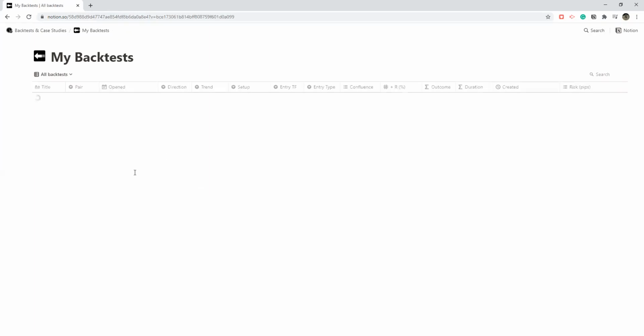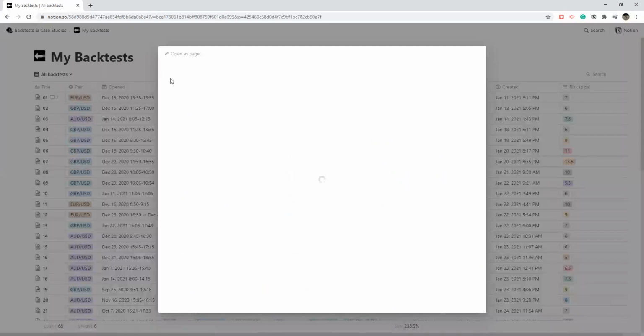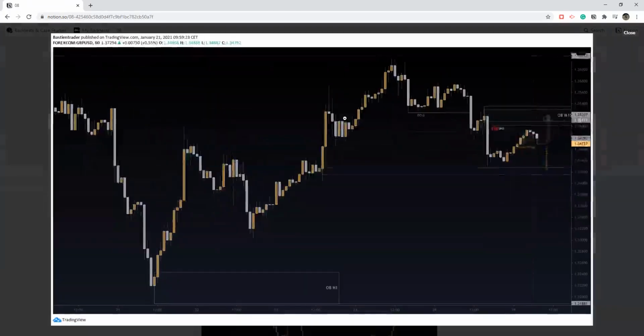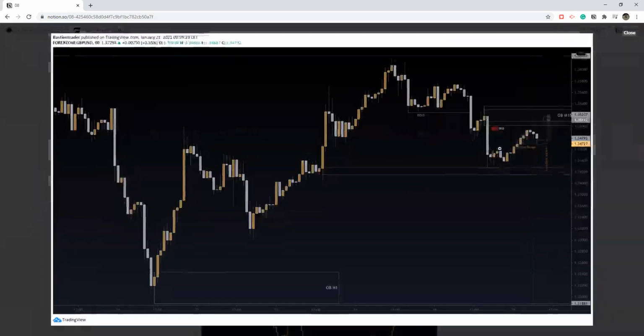Right. This was trade 7. Now we're on to trade 8. Another GU trade. Let's have a look. Let me first read your notes. 4H is down, so is 1H. Looking for sales if you get a manipulation to the 1H OB stack with 50-minute and imbalance zone.